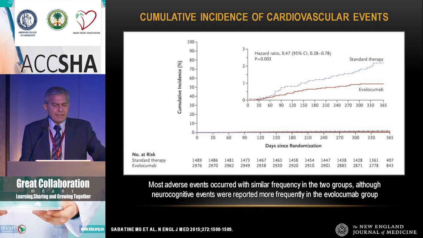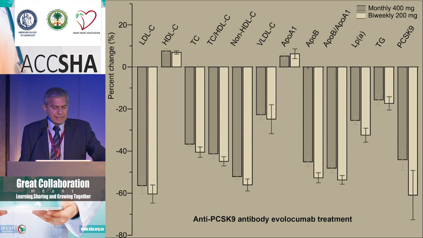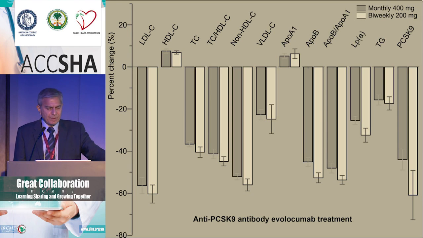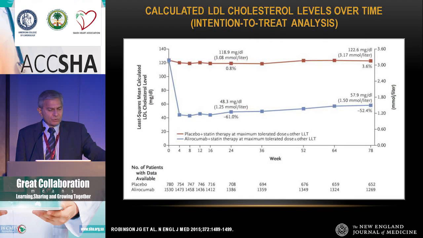How is it given? It's given as injections. Now you can see that there is monthly injection and biweekly injections. In this study, it was a biweekly injections, and both of them give a dramatic drop, but with not a very big difference between the biweekly and the monthly. But the biweekly is 200 milligrams and the monthly is 400 milligrams. So the next drug is the alirocumab, also an antibody, a monoclonal antibody, also is dramatic 60% drop.